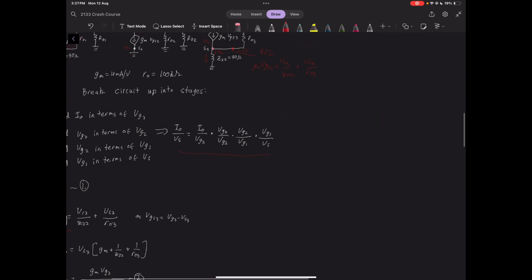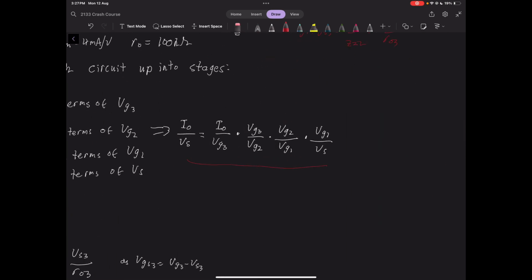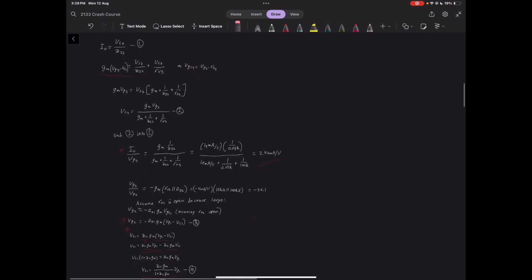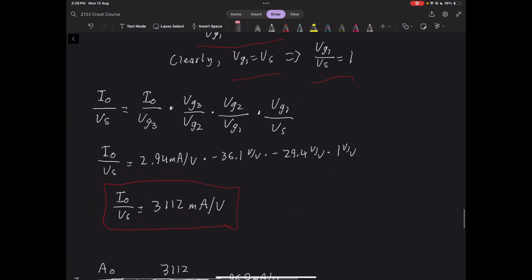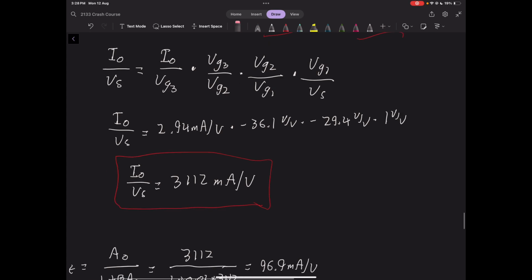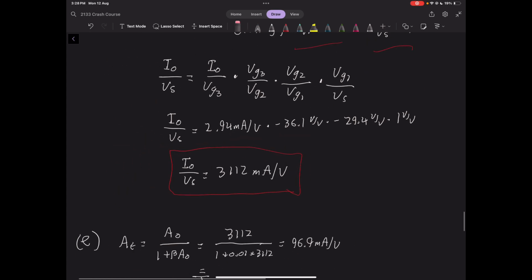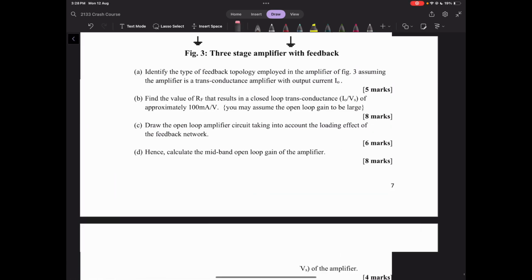So then we found all the gains we need for our final gain. And I believe that was 34.1 and 29. And that was 1. So if we go down to here, it's just about taking all these gains and multiplying them together, and then you get your final mid-band gain. The next part, so that's the open loop mid-band gain.